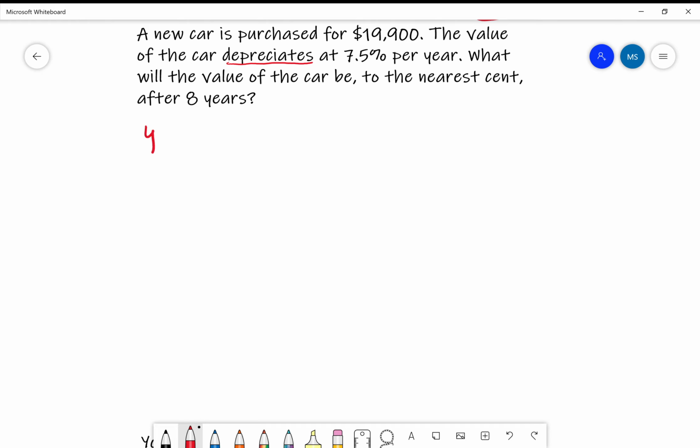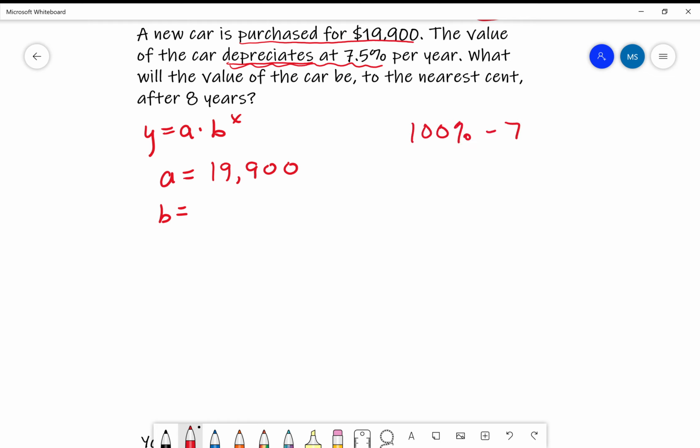So again, let's create this equation. y equals a times b to the x. We want our starting value. We want our base. Starting value? Well, it was purchased for $19,900. That's where we're starting. But this depreciates at 7.5%. We want to take that away from our 100%. So if we do that, we'll get 92.5%. Now we want to convert that to a decimal. Again, we just move that decimal twice over.